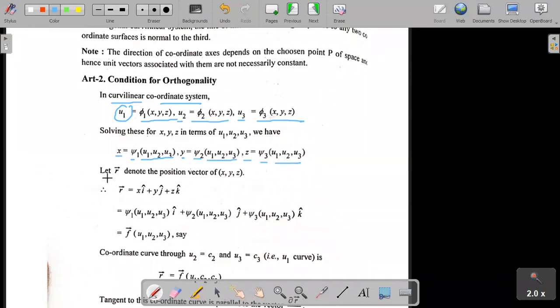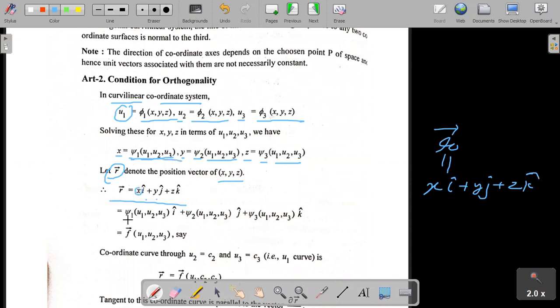Now let us take the position vector r of any point x, y, z. If you see an r vector anywhere, the r vector is nothing but xi cap plus yj cap plus zk cap. If I want to go to the new system, x is changed to u1, u2, u3 using these functions: psi1 of u1, u2, u3 i cap, psi2 of u1, u2, u3 j cap, and psi3 of u1, u2, u3 k cap. So how will the r vector change? The r vector is some new vector f vector which is in terms of u1, u2, u3. Is it fine?